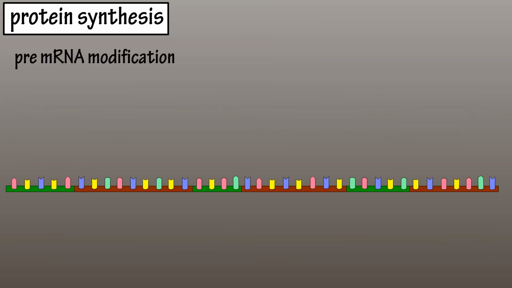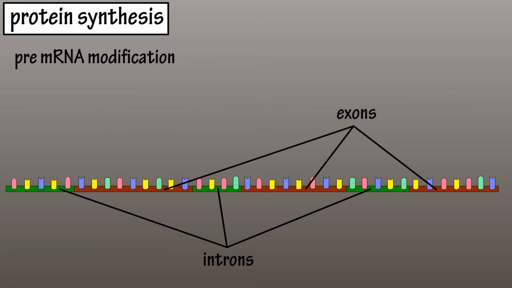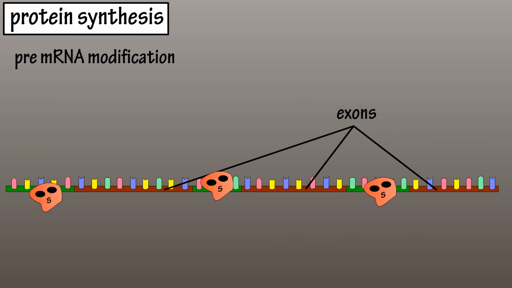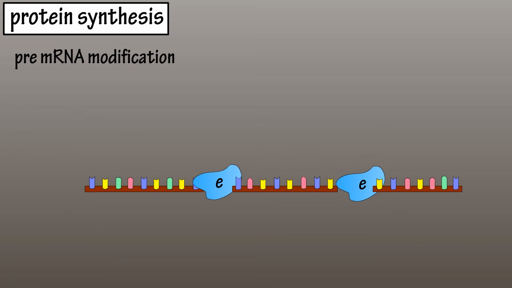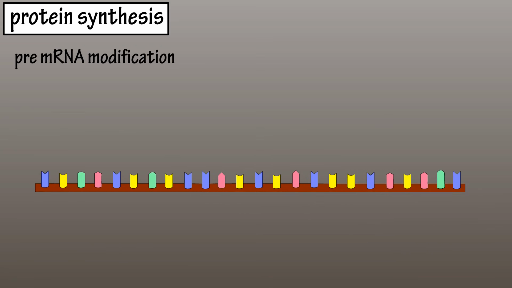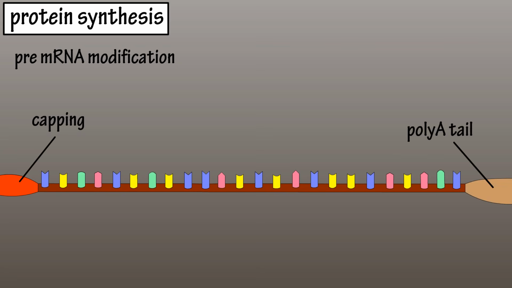Next, the pre-messenger RNA is modified. The strand of pre-messenger RNA has sections called introns and exons. The intron sections are non-coding regions that are removed by structures called spliceosomes. Enzymes then come in and splice together the exon sections. 2 other modifications are also made to the messenger RNA. At one end of the strand, capping occurs, which increases the stability of the strand, and at the other end, a poly A tail is added, which helps in transportation of the strand.